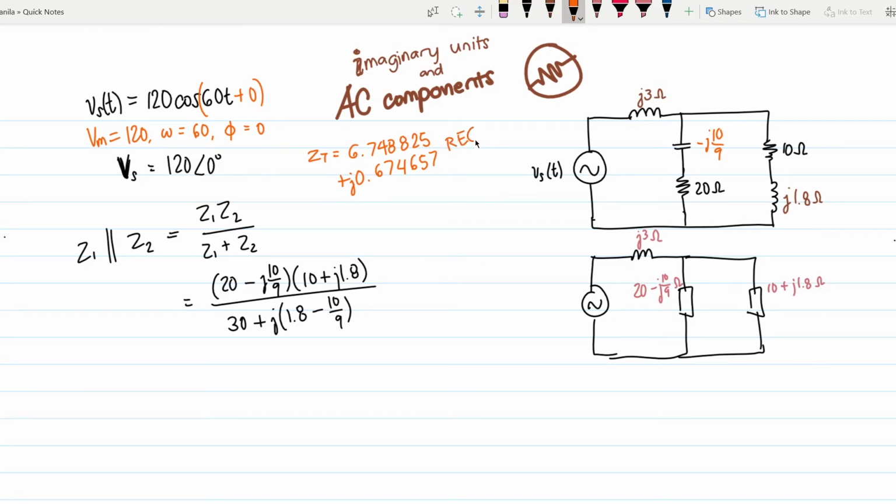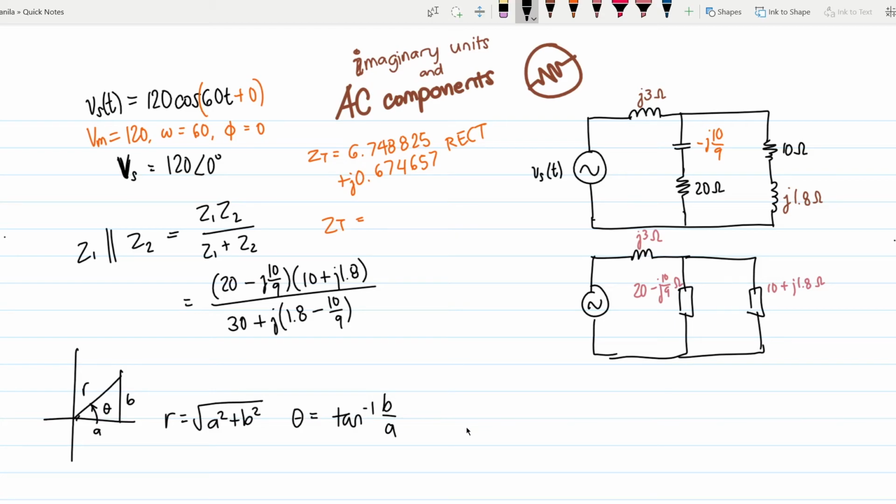This is rectangular, but you can make it polar. What you'll do, same as always, your A is your real part and your B is your imaginary part. The formula for this is, let's just draw the complex plane again. This is your A and this is your B, right? So your R is going to be the square root of A squared plus B squared. And then your theta is just going to be the arctangent of B over A. If you don't want to do that, calculators also have an option for converting this into polar form.